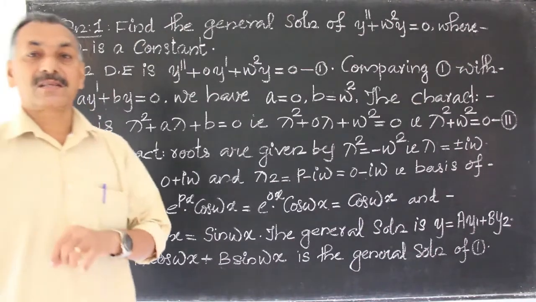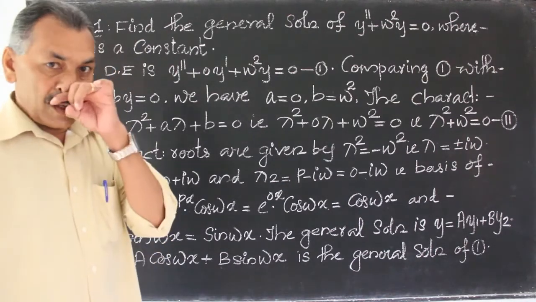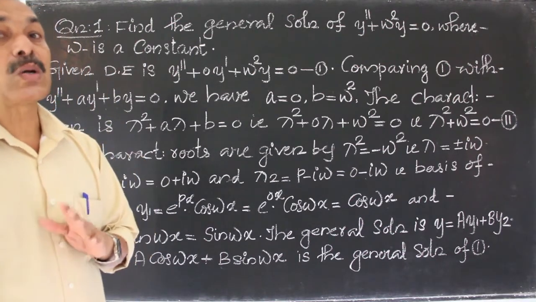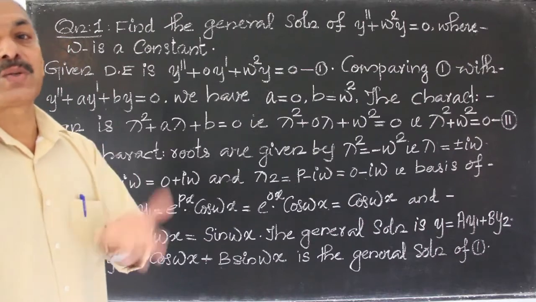That means it's an example of a second order differential equation where the characteristic roots are complex values, or complex conjugates.